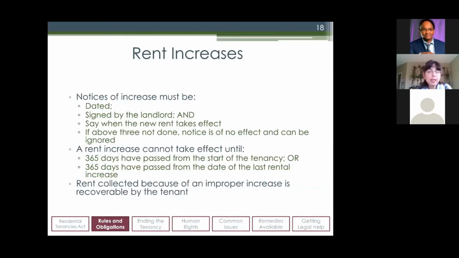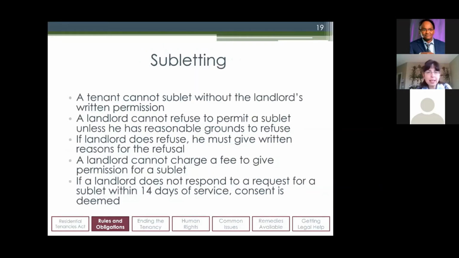There's no restriction on the amount of the rent increase. So some provinces have that, but in Alberta, the landlord can charge as much as they want. But again, in a periodic tenancy, they can only do it with each individual tenant or a family only once in 12 months.